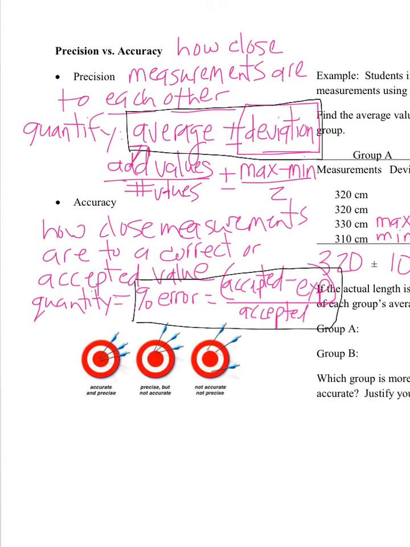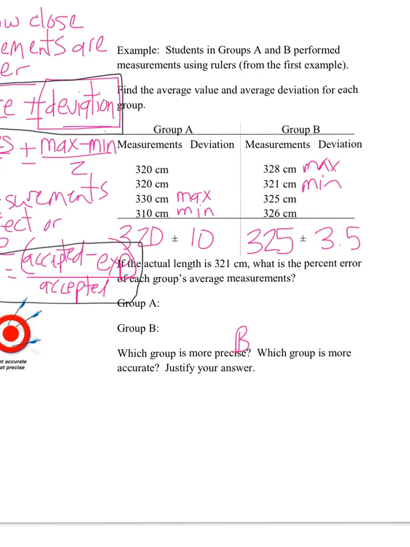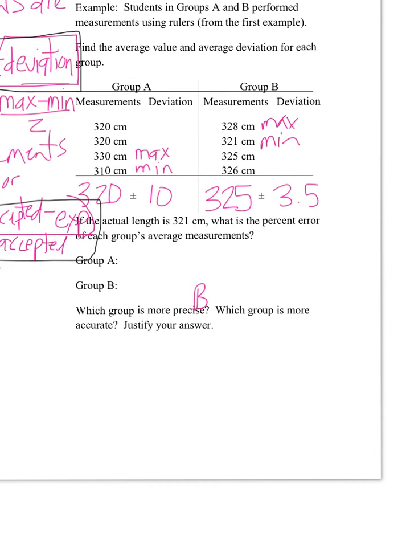So let's go look at an example. Again, I'm going to move this over to the example point. This is not actually a value that would have an accepted value, an accuracy, but if the actual length of this measurement that these groups took is 321 centimeters, what is the percent error of each group's average measurement? Here's the average measurement for group A. Here's the average measurement of group B.